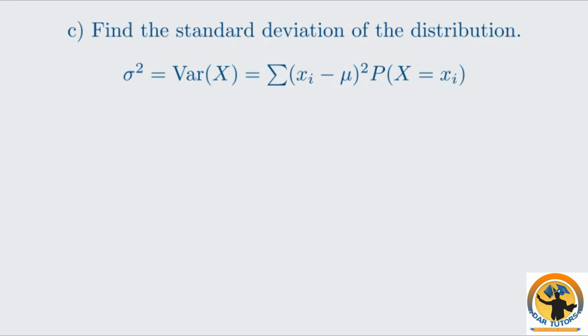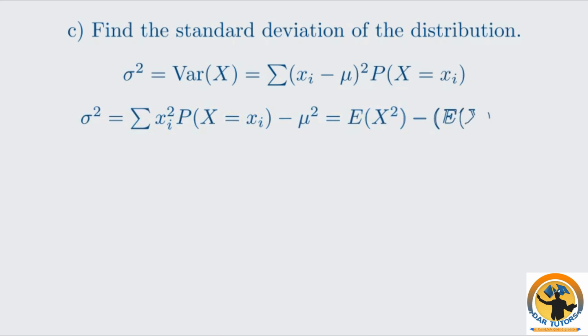This formula can be a bit tedious to use. A more efficient and commonly used formula for variance is sigma squared equals the sum of each outcome squared times its probability, minus the mean squared. This is often written as the expected value of X squared minus the square of the expected value of X.